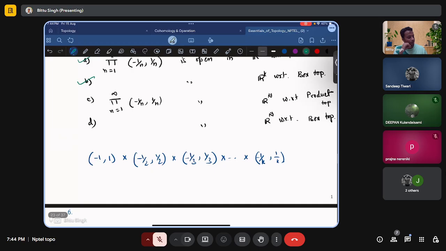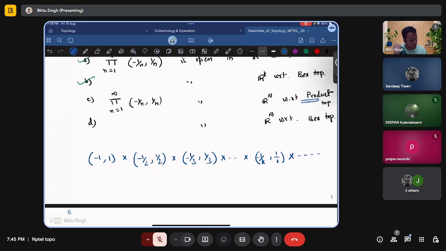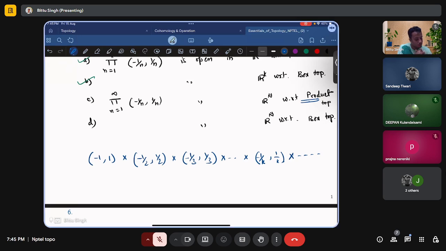So for the infinite one, it will go to infinity. This step will not end. So now what can you say? Will it be open in R^N with respect to product topology? I think no. Why no? Why is this not the case? Why can this not be open in product topology?